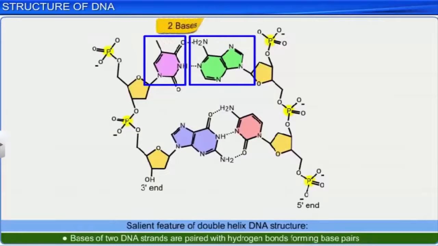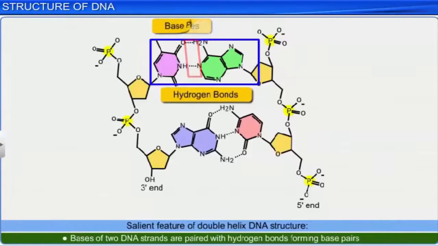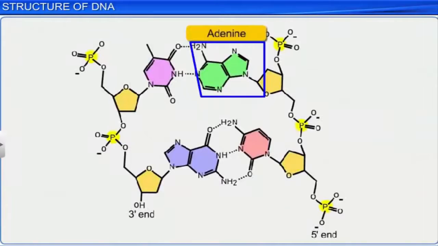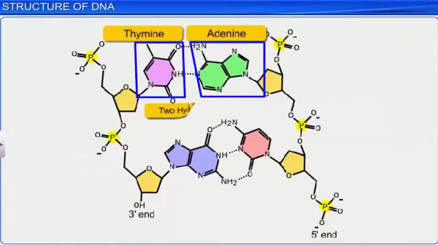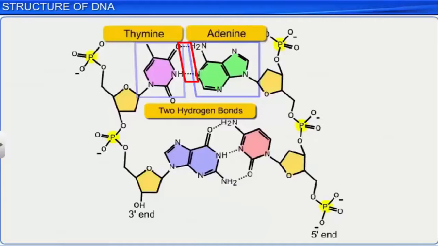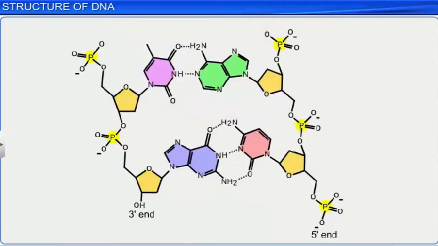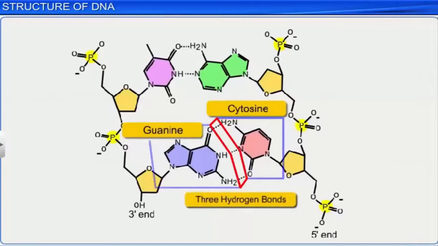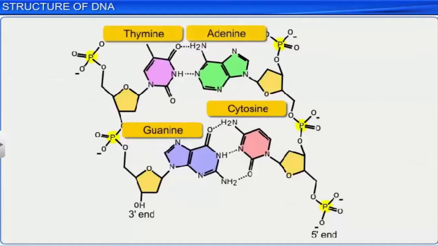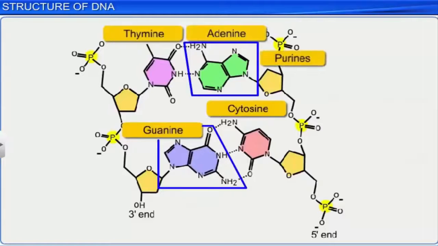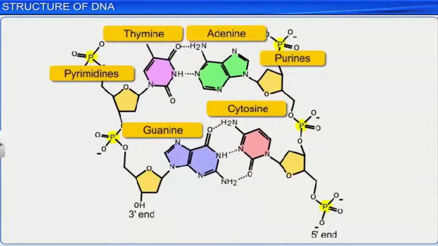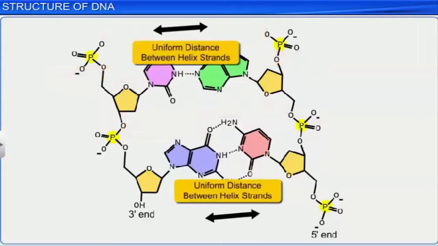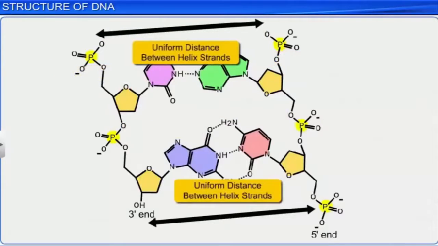Moreover, the bases of the two DNA strands are paired with the help of hydrogen bonds, forming base pairs. Adenine is bonded with thymine from the opposite strand with two hydrogen bonds and vice versa. Similarly, guanine is bonded with cytosine with 3 hydrogen bonds. Because of this structure, a purine always comes opposite to a pyrimidine, which results in a uniform distance being maintained between the two helix strands.